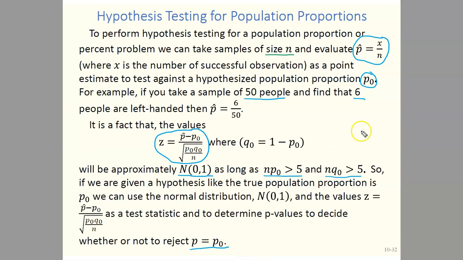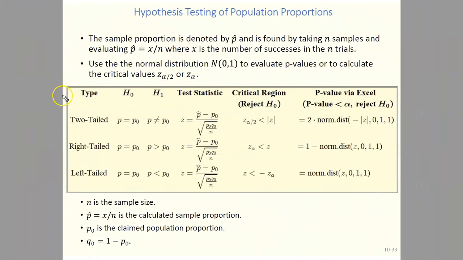Now let's take a look at a summary of all of this. Right here we have a table summarizing everything that you'll need to perform hypothesis testing for population proportion problems. As we've seen before, you'll have either a two-tailed test, a right-tailed test, or a left-tailed test. For the two-tailed test, you would have a null hypothesis like p equals p naught, and you'll test that against the alternate that p does not equal p naught. This will be your test statistic that we saw previously. So you just calculate this quantity. That's going to be your test statistic.